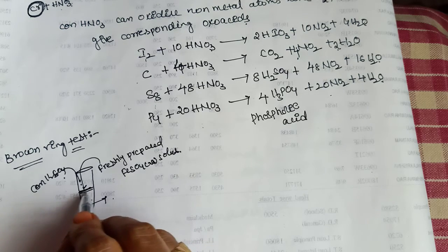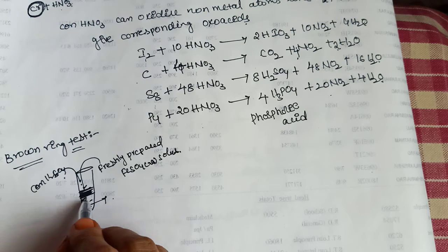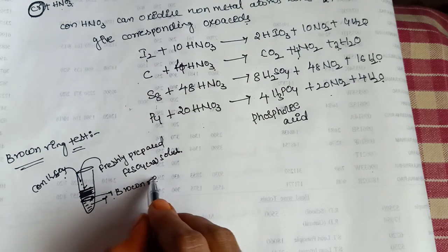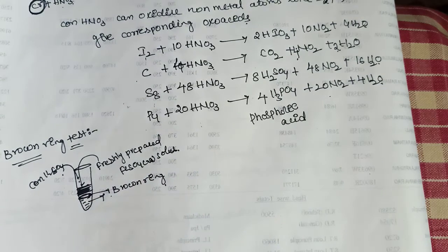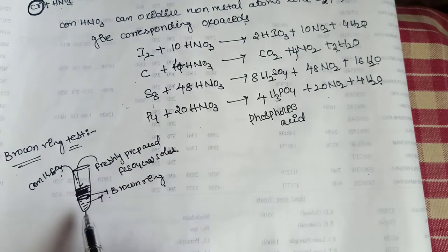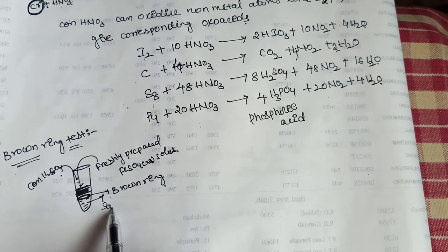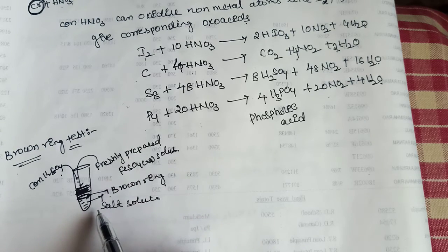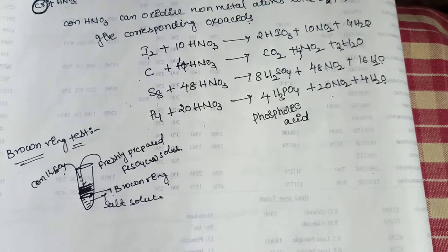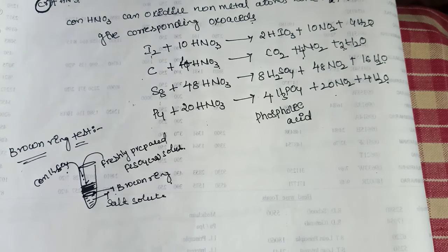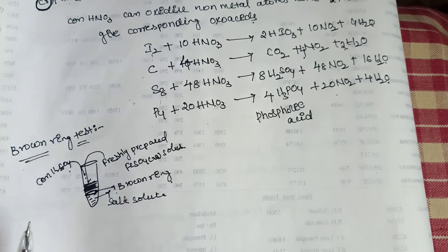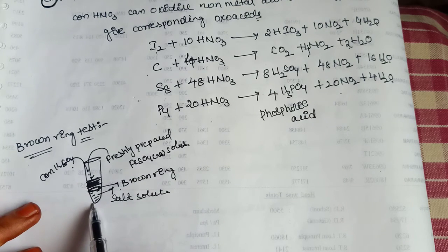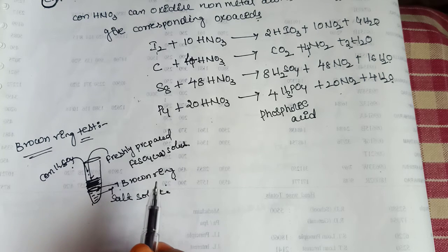In between these solutions you can observe a brown ring. This is called the brown ring test. How do you do this test? First take the salt solution in a dry test tube, add freshly prepared FeSO4 solution, keep the test tube in an inclined position, and add conc. H2SO4 along the sides of the test tube. Then you can observe a brown ring forming between the two solutions. This indicates the presence of nitrate.